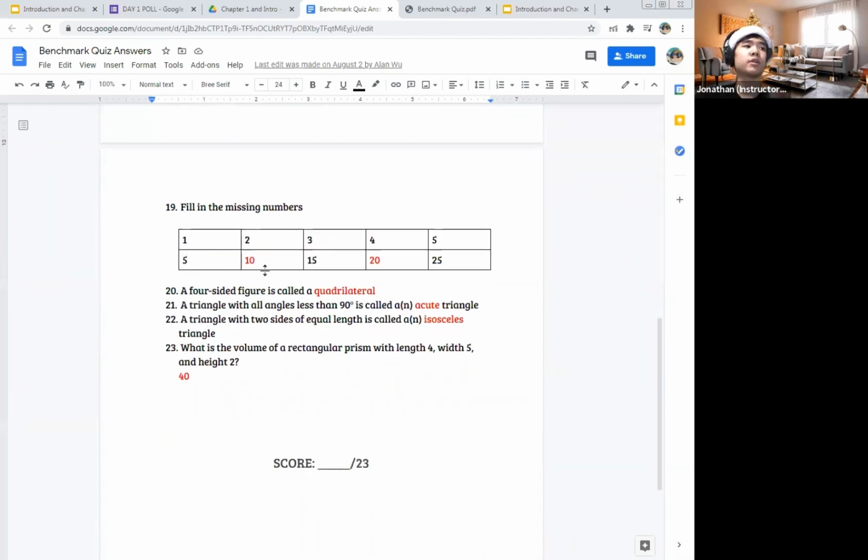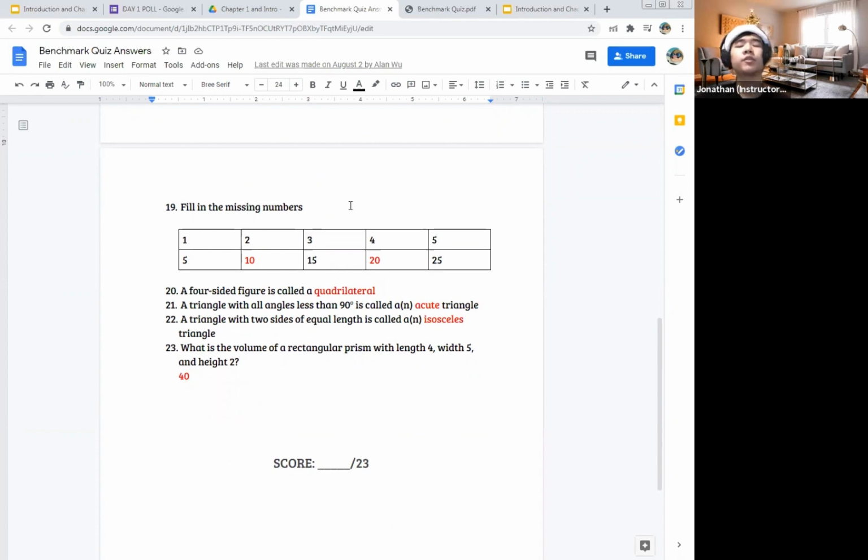All right, and then for this one, the answers were 10 and 20. And number 20 is quadrilateral. Number 21 was acute. Number 22 is isosceles. And number 23 is 40.